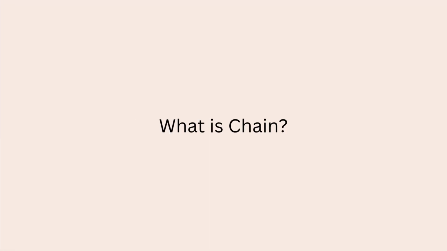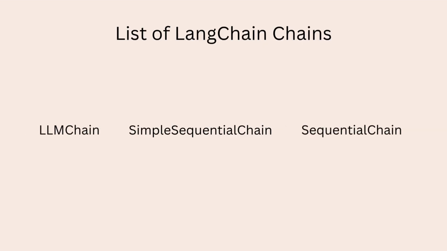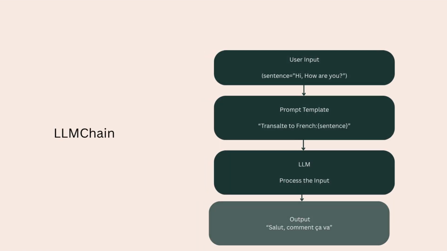What is a chain? So a chain in LangChain is a way to connect multiple steps like prompt, logic, memory, or tools. So they run in a defined order like a pipeline. So in LangChain there are multiple chains. In this tutorial we have seen three chains. First is LLM chain, simple sequential chain, and sequential chain.